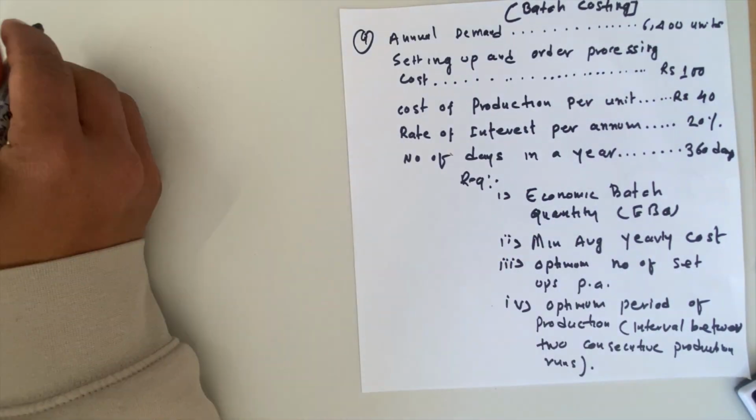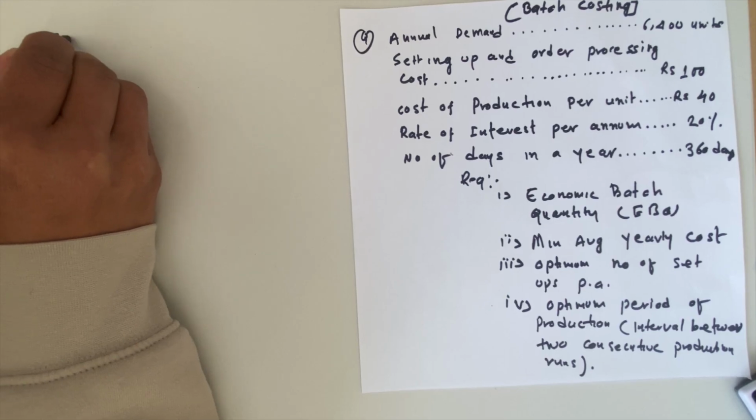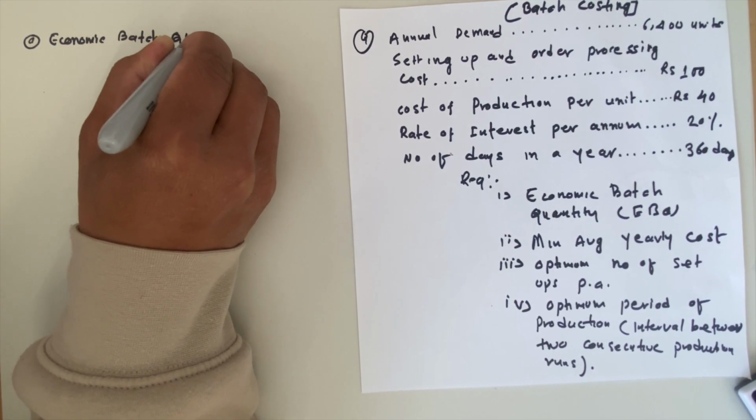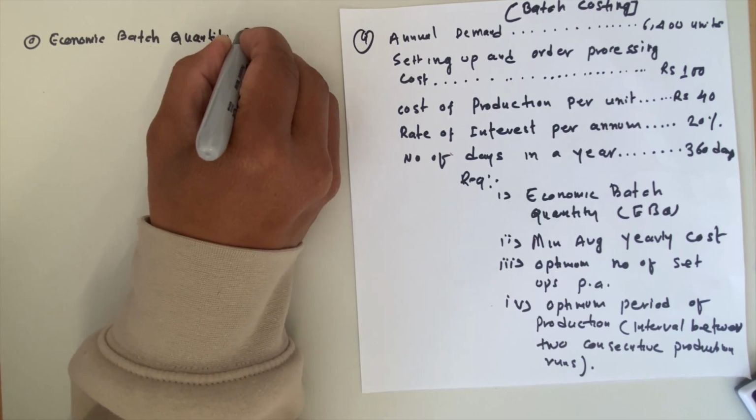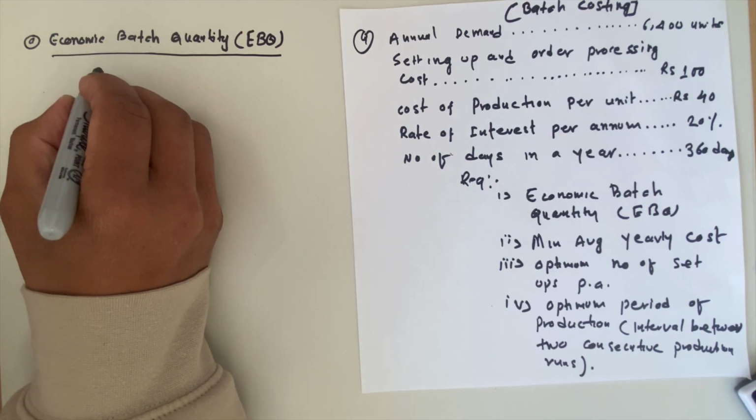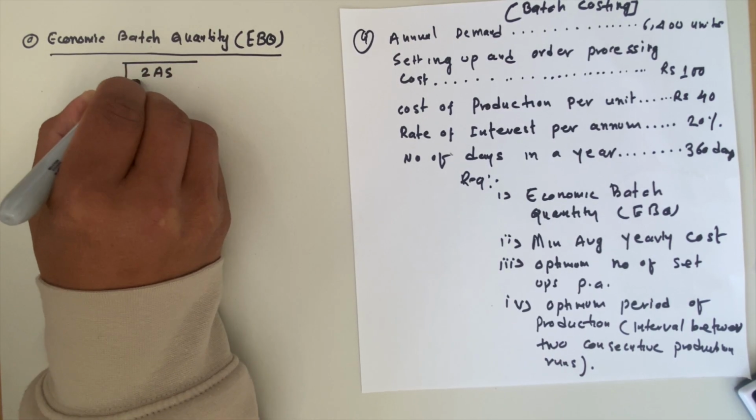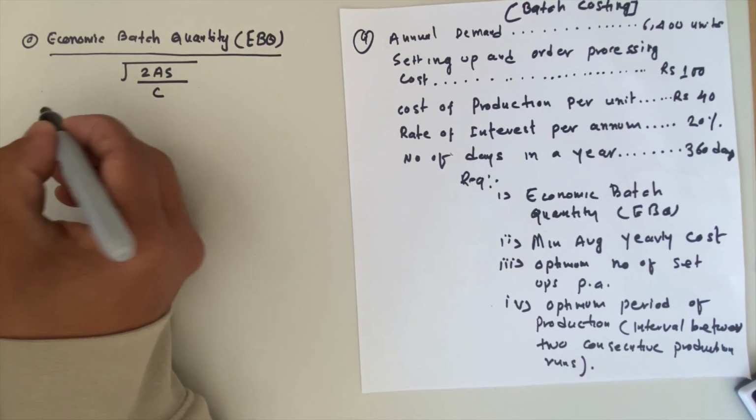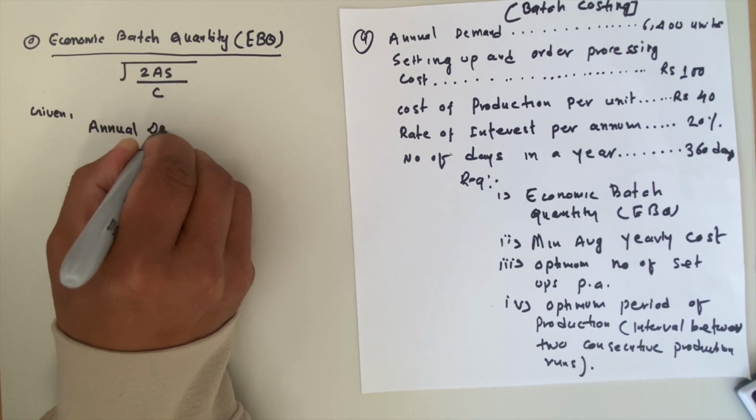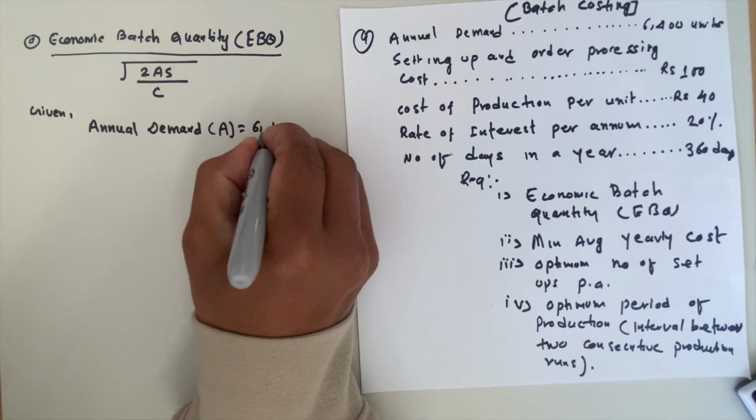Firstly, it is asking to solve the economic batch quantity, in short EBQ. The formula for EBQ is square root of 2AS divided by C. So we are given here the annual demand, which is A, equal to 6,400 units.